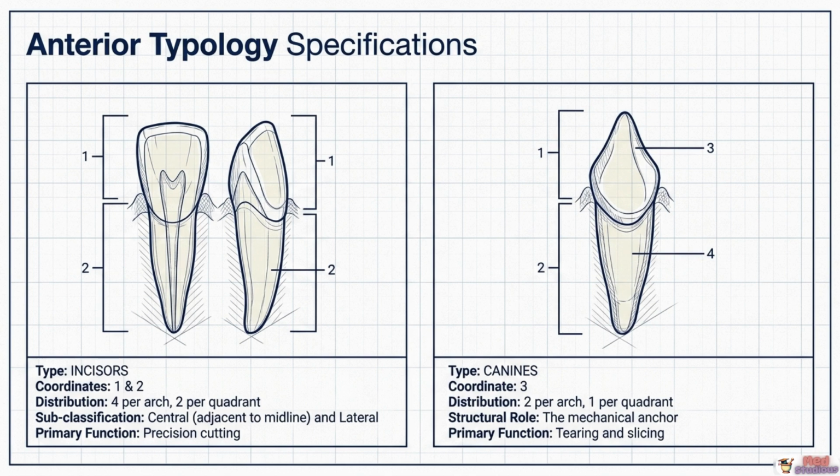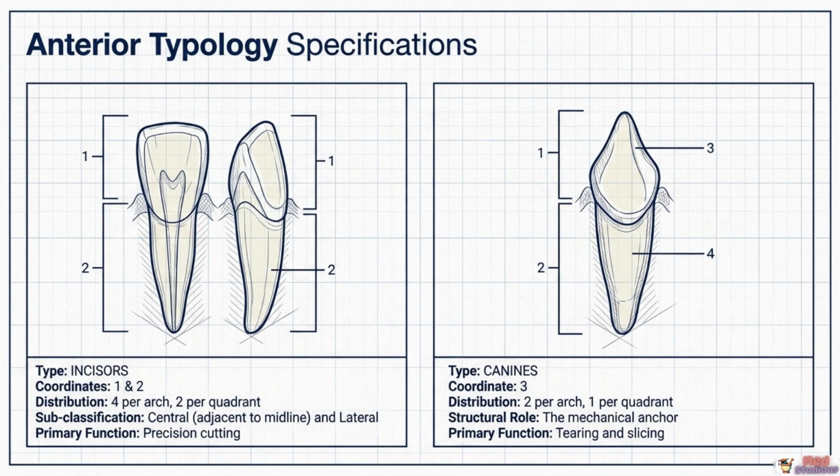Canines occupy index position 3, with 2 per arch, just 1 per quadrant. Structurally, the canine is described as the mechanical anchor of the arch, and that's not an exaggeration. Canines typically have the longest, most robust single root in the entire dentition, making them remarkably resistant to extraction and trauma. Their primary function is tearing and slicing, rather than clean cutting, which is why they have that distinctive pointed cusp rather than a flat incisal edge.